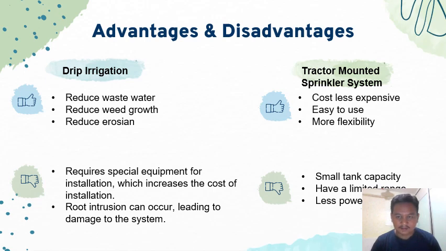And then the tractor mounted sprinkler system. The advantages: less expensive, easy to use, more flexibility. The disadvantages: small tank capacity, a limited range, less power.